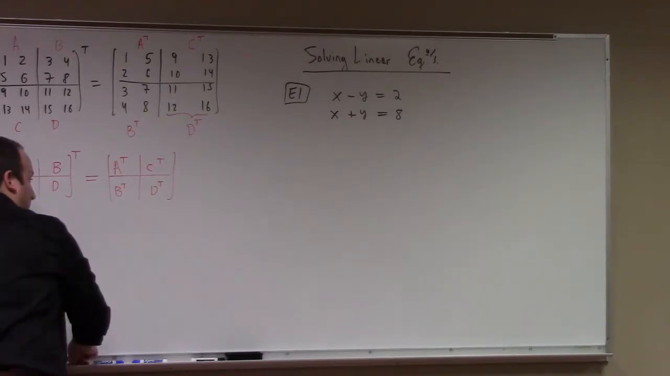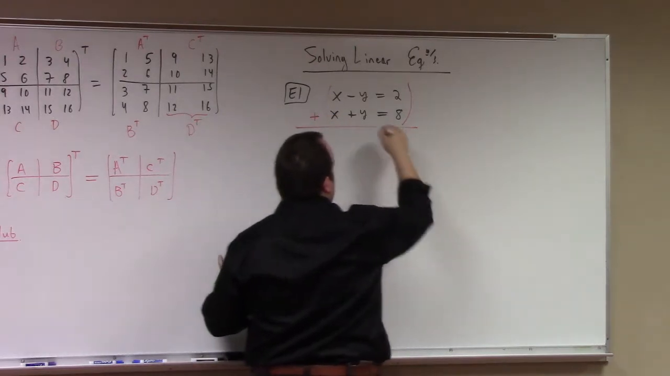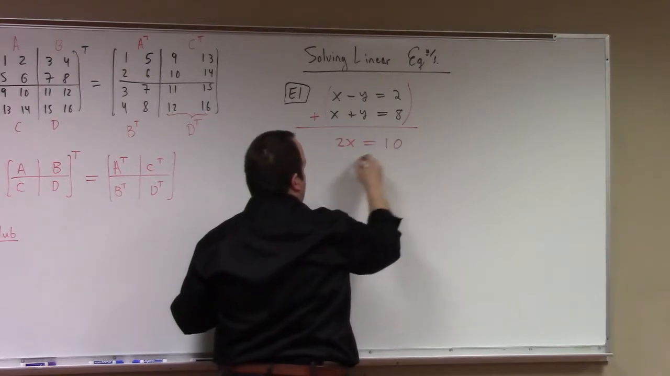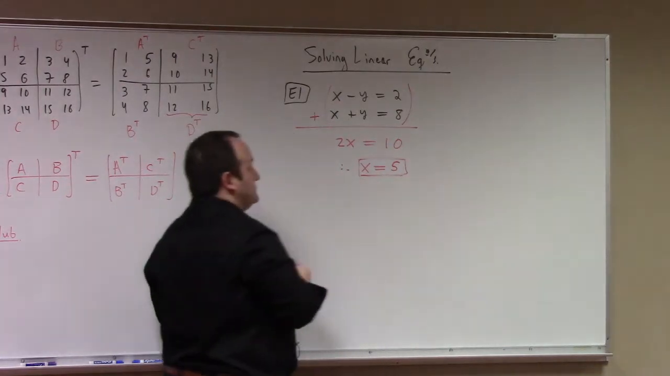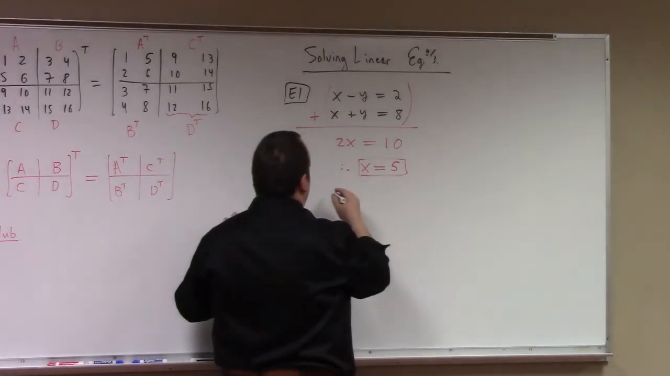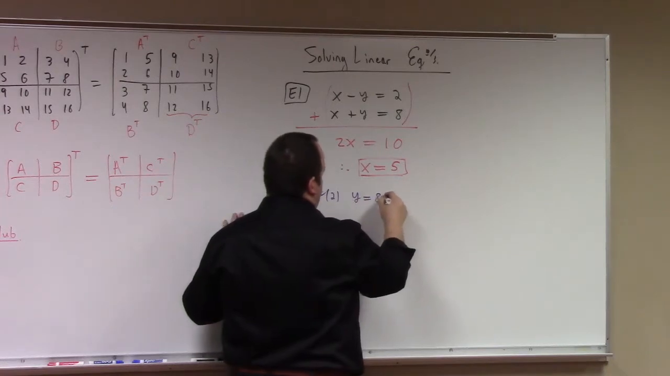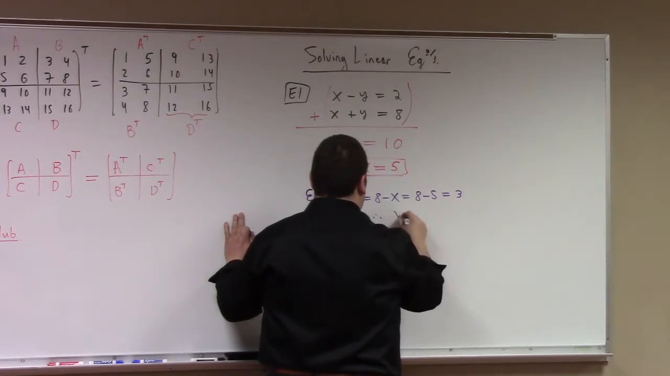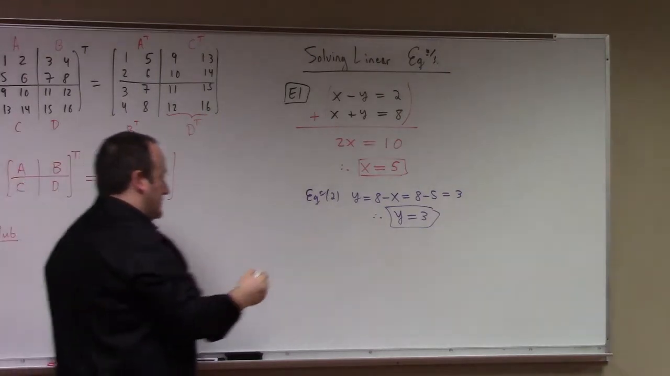You may do it different ways, but here's how I do it. I take these and add them. When I add these equations, adding both sides, that gives me 2x equals 10. Therefore, x is equal to 5. Then you can pick either one of those to go back and solve for y. Using equation 2, we have y equals 8 minus x, which is 8 minus 5, which is 3. Therefore, y is equal to 3. By the way, what's the solution set?